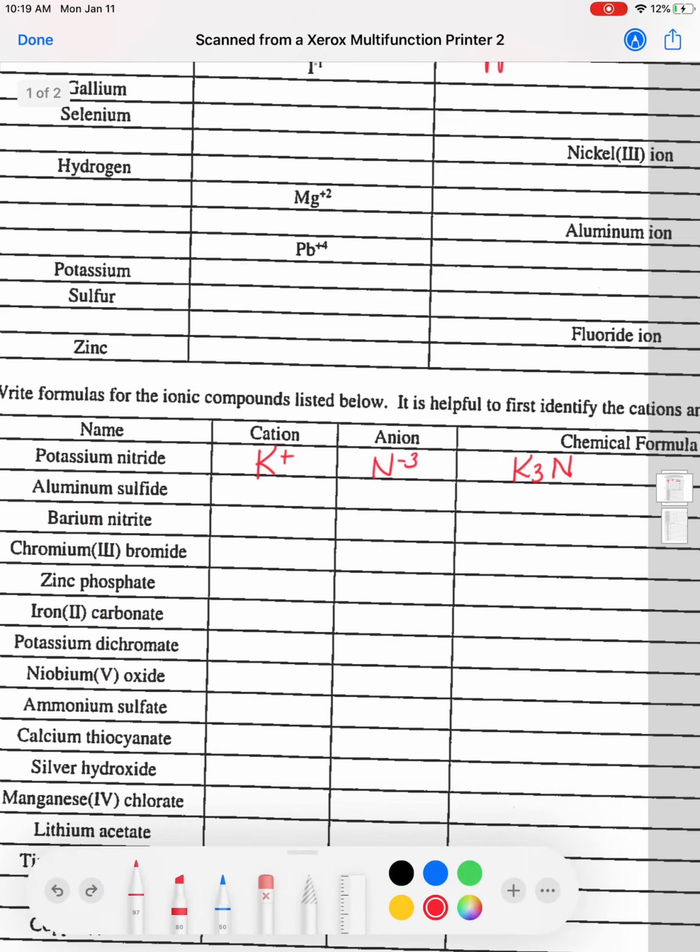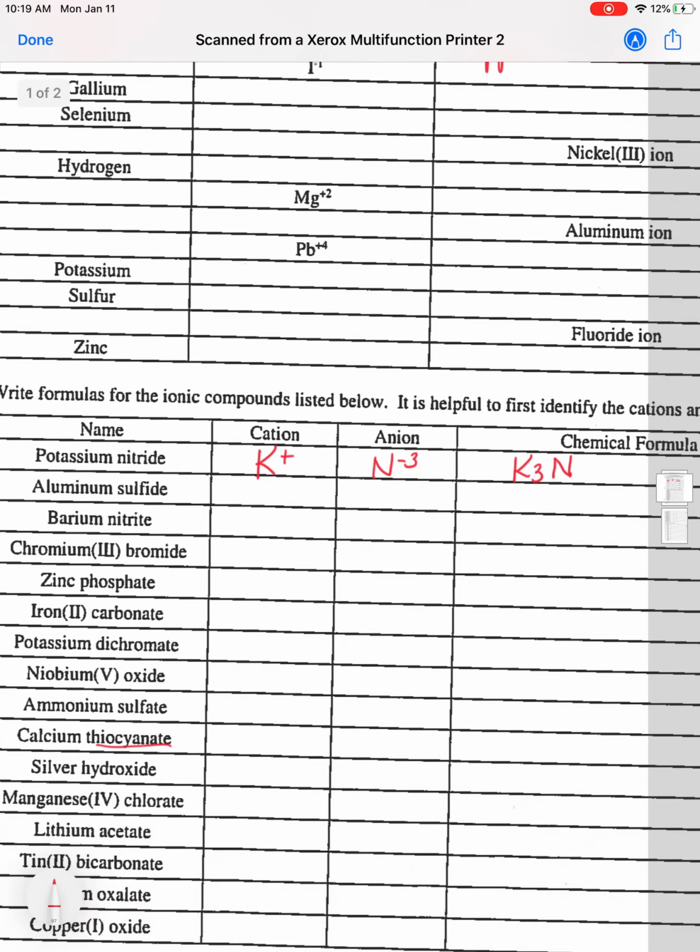I do want to point out to you, as I said in our notes here, thiocyanate is not on your list. Thiocyanate is capital S, capital C, capital N with a -1 charge. The rest of them, I think, should be on your ions list.